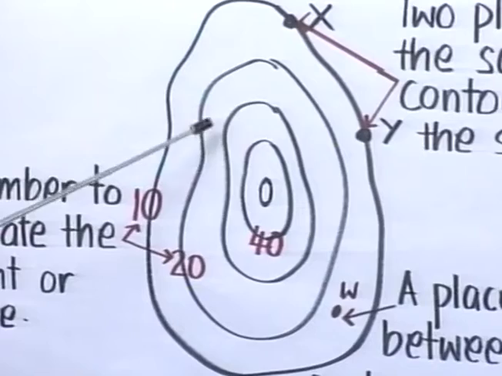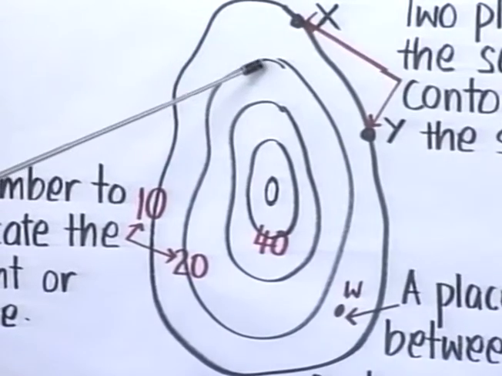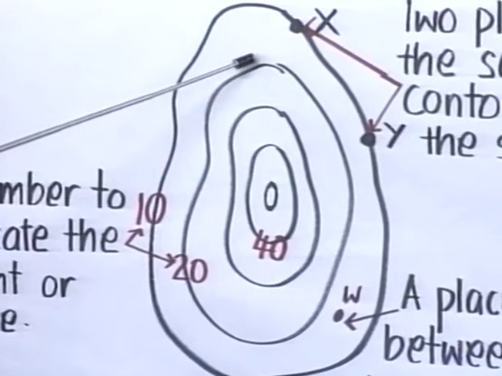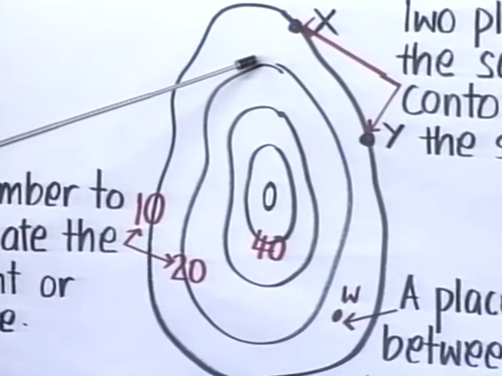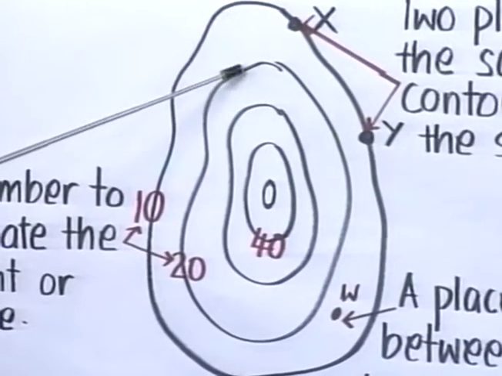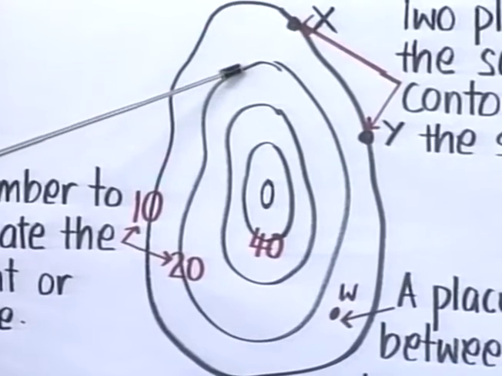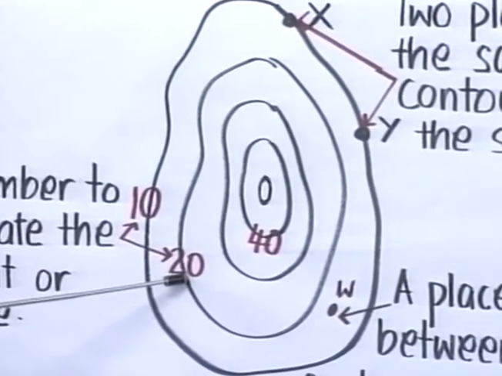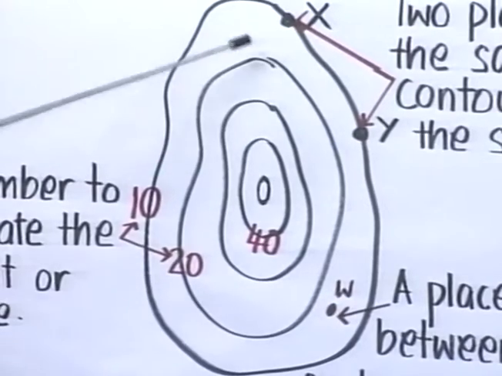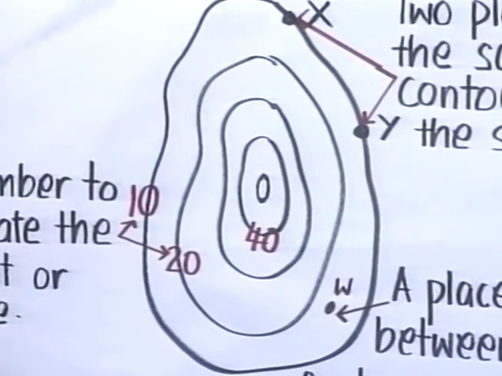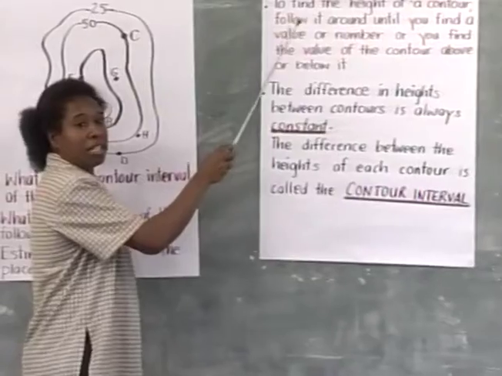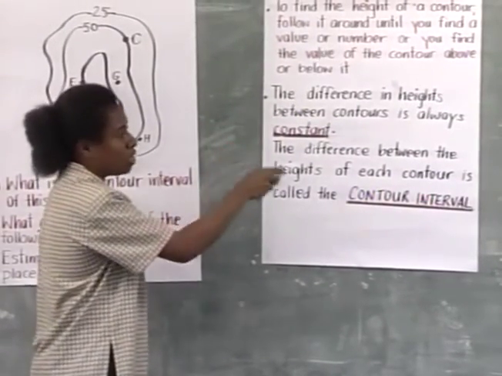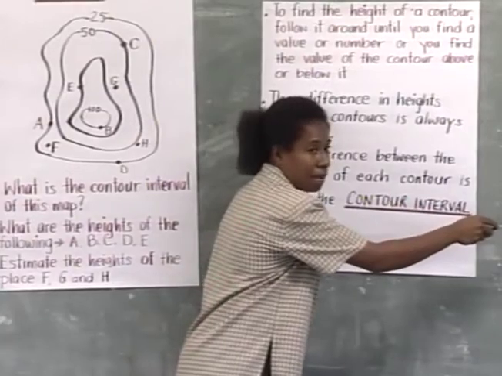But the points might not be placed where the numbers are, and that doesn't mean that there is no value for that contour. No, there will always be a value. And if the value is not given here, what you need to do is follow the line all the way around until you come to the value. Then you know the value of this particular contour. That's the first thing that you could do if you wanted to find the height or the value of the contour and it's not given right there and then.